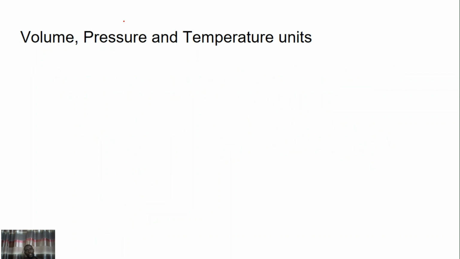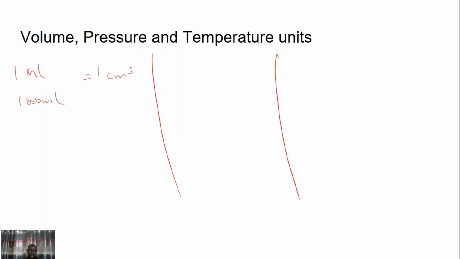Now, let's briefly talk about the units commonly used for calculations in gases. Volume is usually given in mL, and 1 mL is equal to 1 cm cubed. And don't forget that 1000 mL is equal to 1000 cm cubed.